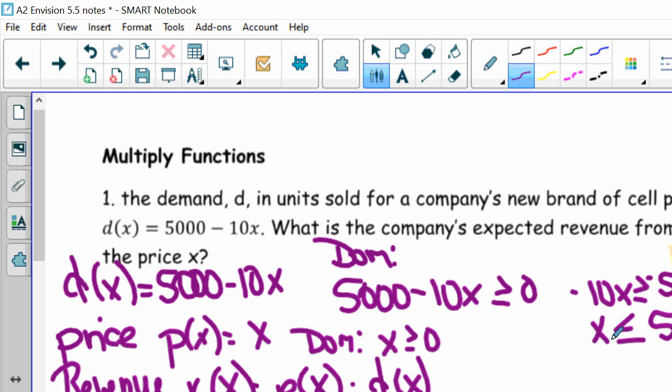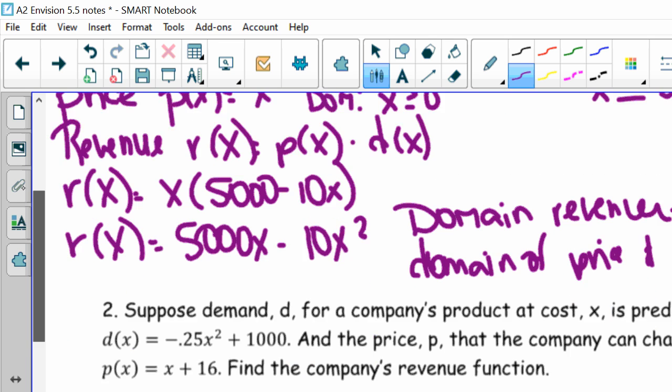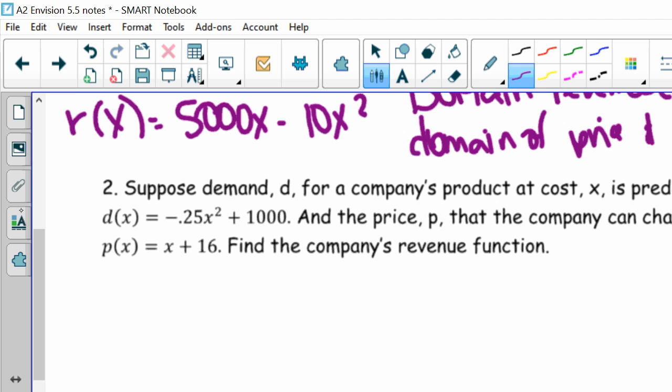All right, so let's try another one of those. Suppose demand D for a company's product at cost X is predicted by the function D of X equals negative 0.25x squared plus 1,000. The price P that the company can charge for the product is given by P of X equals X plus 16. So now they gave us a price function as well, and the company's revenue function. And we're also going to talk about domain.